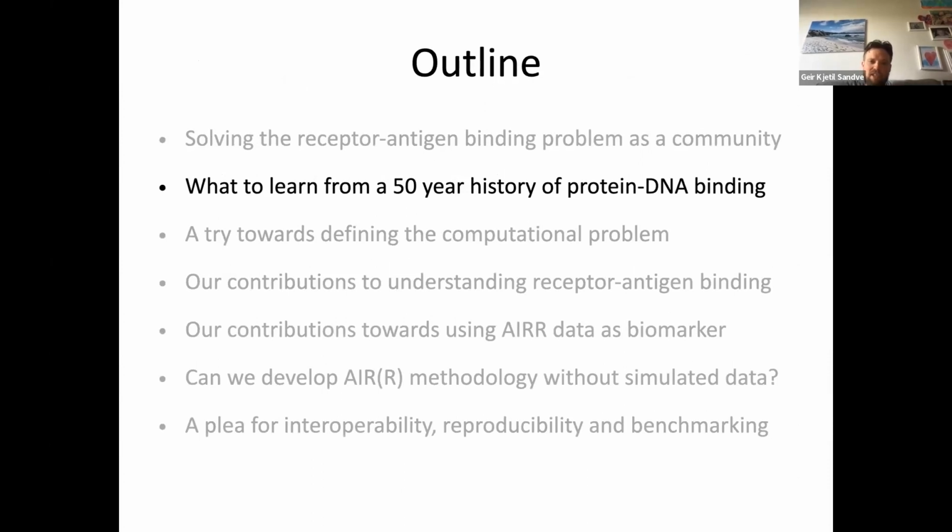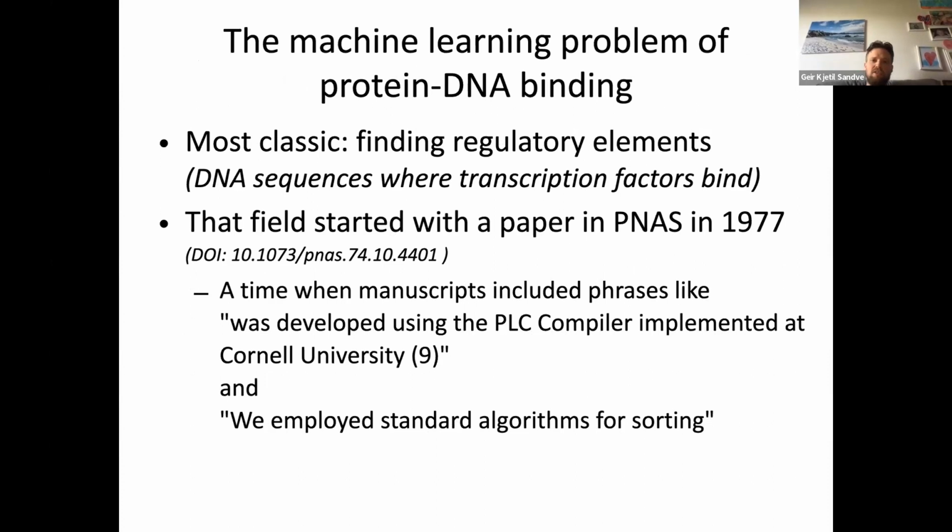Before I go more into AI and AI with 1 and 2 I's, I wanted to say a bit about protein DNA binding, which is probably less known to many people listening to this. I think the most classic example of this is finding what is called a regulatory element, which is where proteins called transcription factors bind to our genome in order to regulate the expression of genes. This field actually started in 1977.